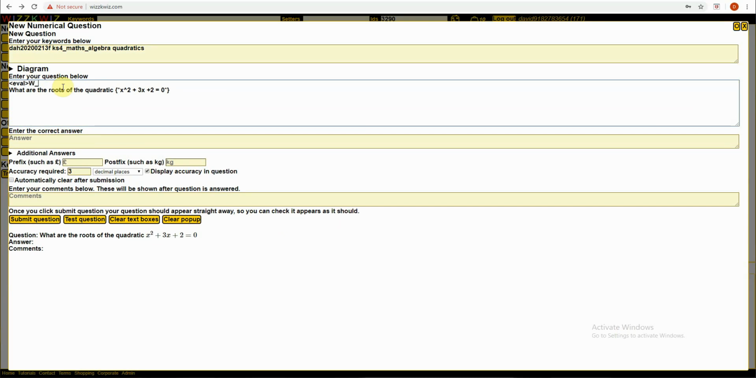So eval w alpha equals random step minus 4, 4, 1. So that's going to be one of the roots. Okay, let's see if that seems to work. Yeah, we've got random numbers generated there. Then let's generate the other root. Beta equals random step minus 4, 4, 1.